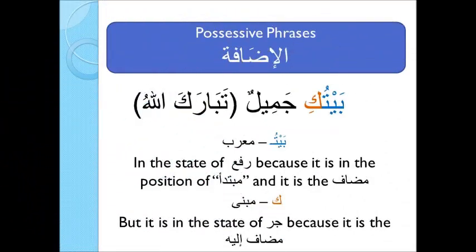Next we had a look at possessive phrases, al-idafa, as in the example, baytuki jamila, tabarakallah. The term bayt is mu'rab, in the state of rafa because it is in the position of mubtada, and it is the mudaf, and the kaf is mabni, as it is a pronoun, but it is in the state of jar because it is the mudaf ilayh.